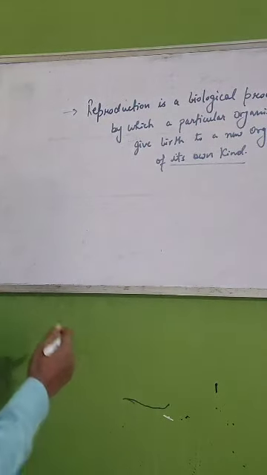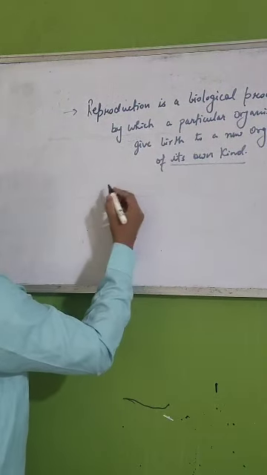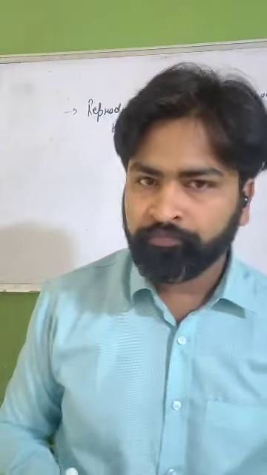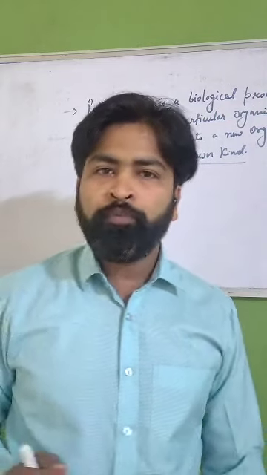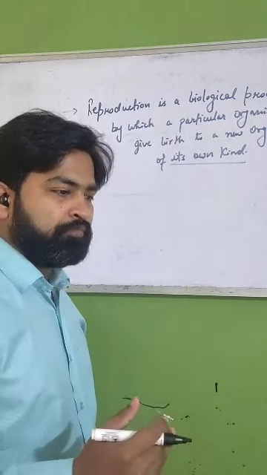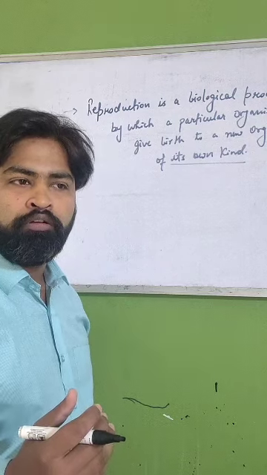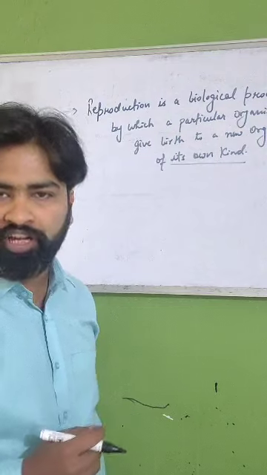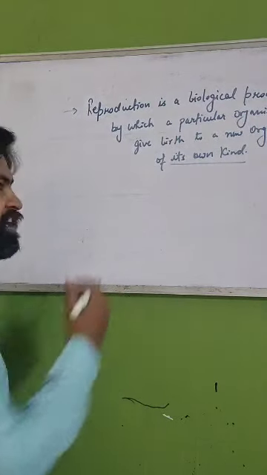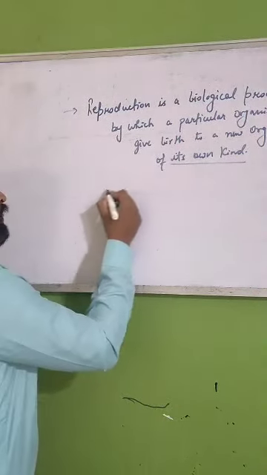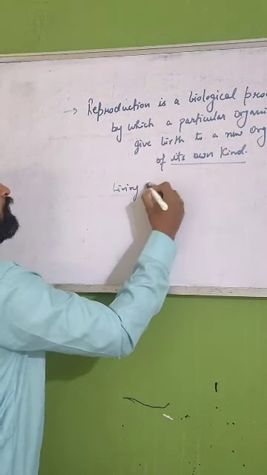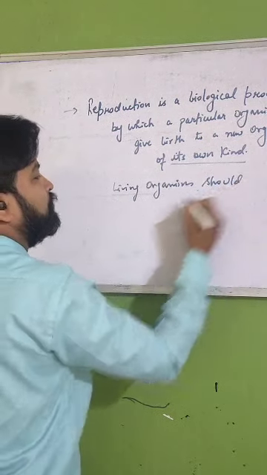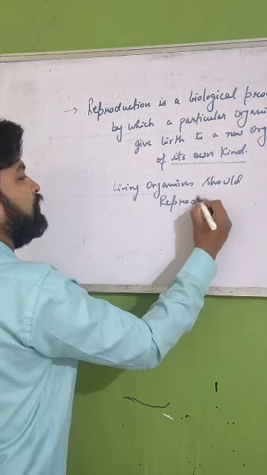See, it is believed that no living organism is immortal. So, the living organism one day or other dies, but the species continues generation to generation. So for that continuity, living organisms should reproduce.